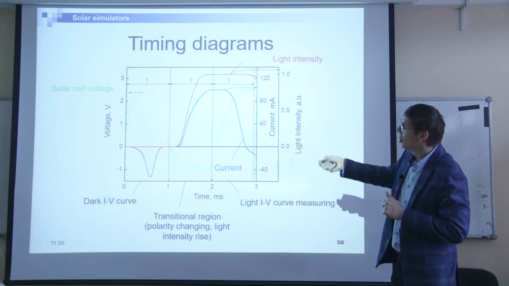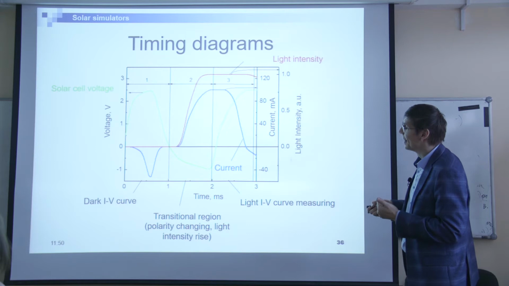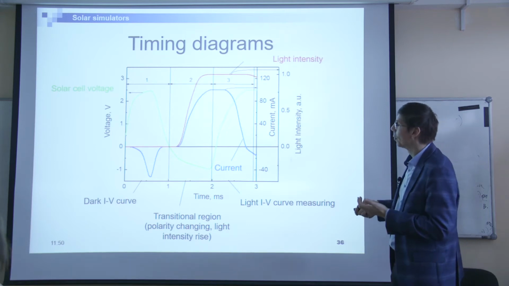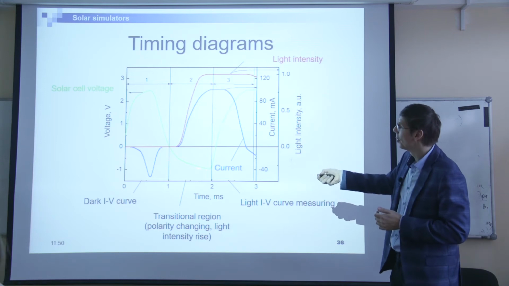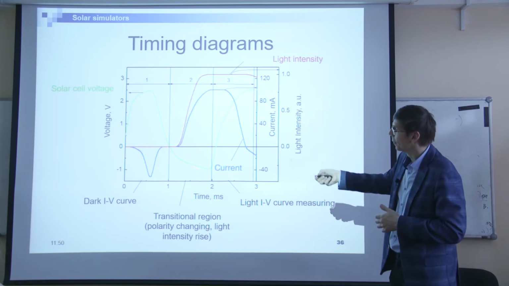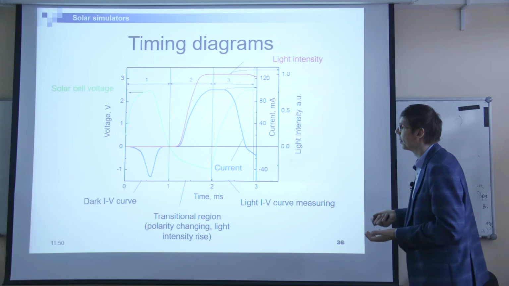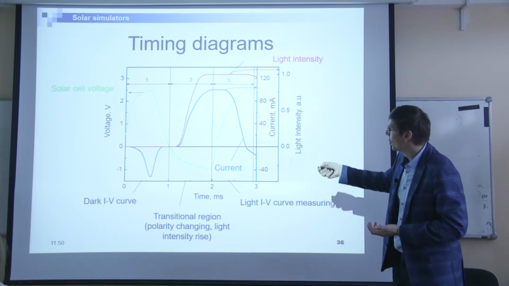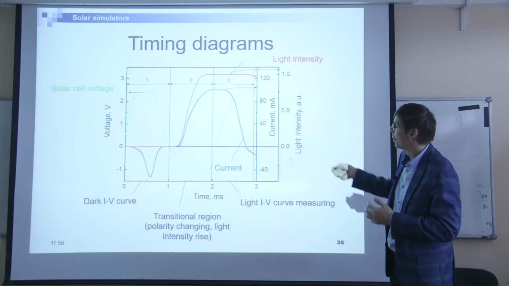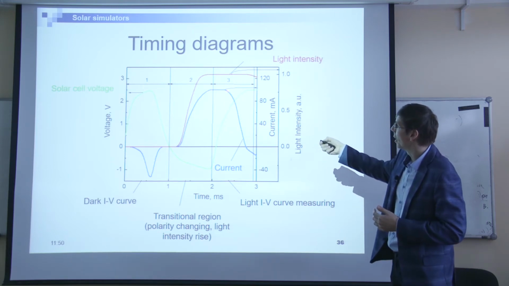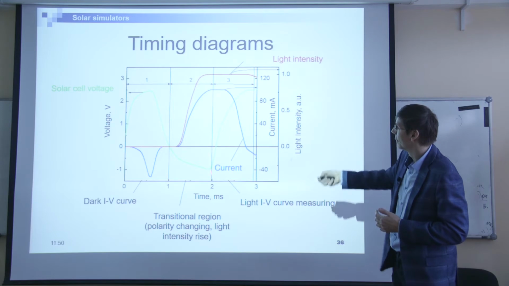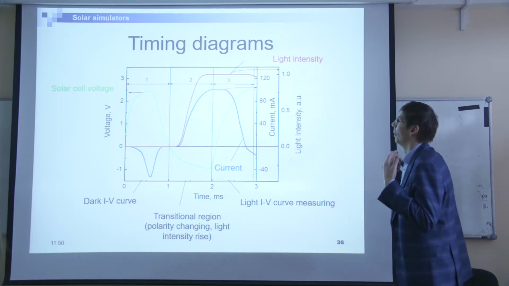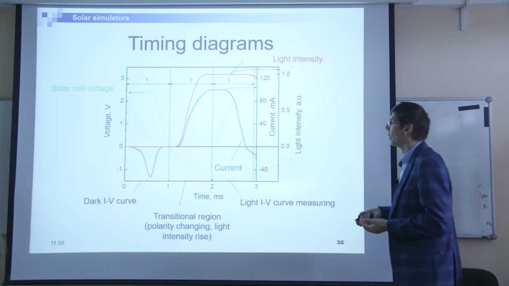So you can measure the dark IV curve, and then to measure the illuminated IV curve, you have to change the voltage. Normally you start from the reverse bias, and then you change the voltage, and during this changing you measure the current. So here, in this third region, you measure the illuminated IV curve.